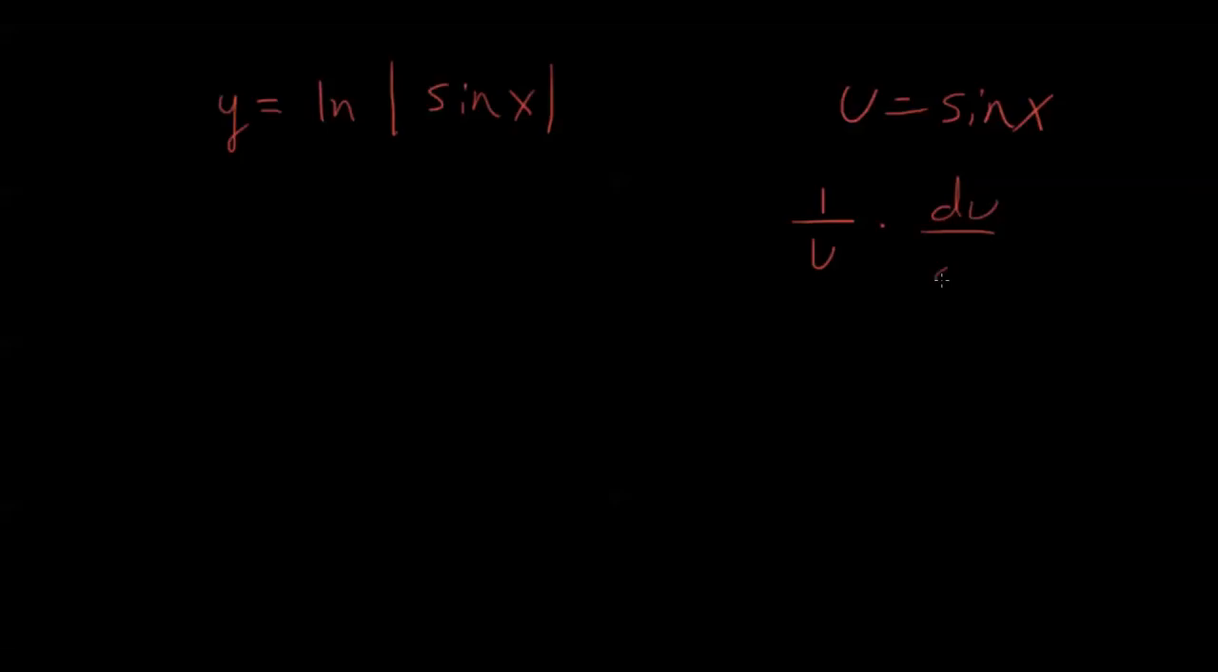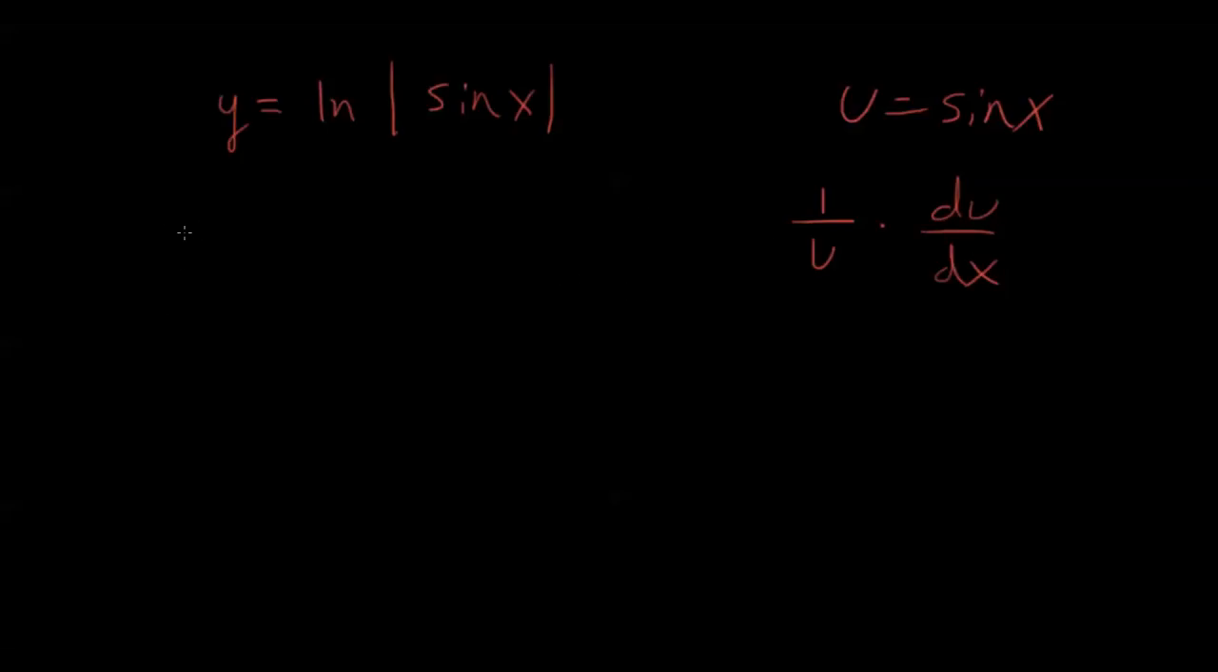And another one. y is equal to the natural log of the absolute value of sine x. This also deals with u. U is equal to sine x. So in order to do this, we know that the form will be 1 over u times du over dx.